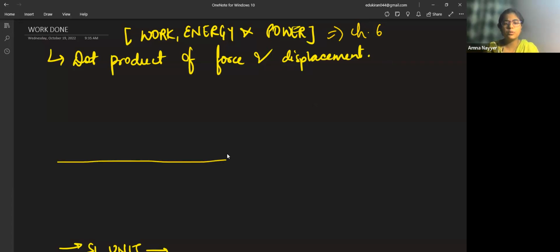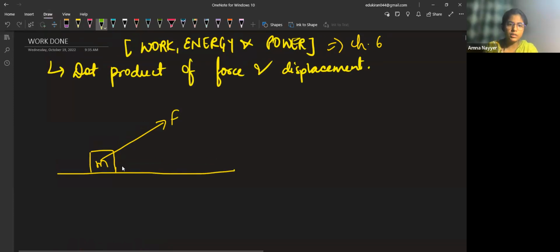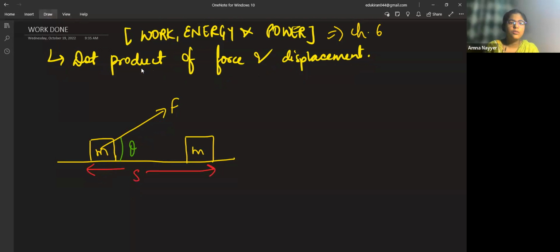This means what? Suppose this is a block of mass m. Now, you have applied a force on it at a certain angle. Let's say I've applied a force like this, so it makes an angle theta over here. When I have applied the force and dragged it, motion will also occur. The block will move. Let's say the block has moved till here. So what is the separation? Let's say the separation is S.